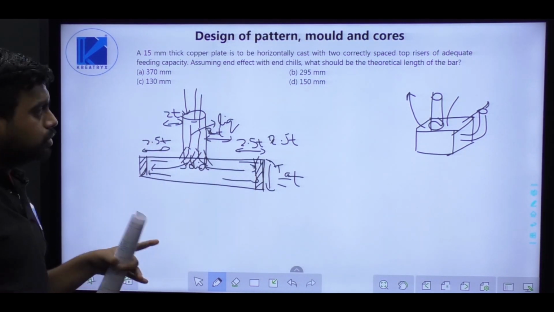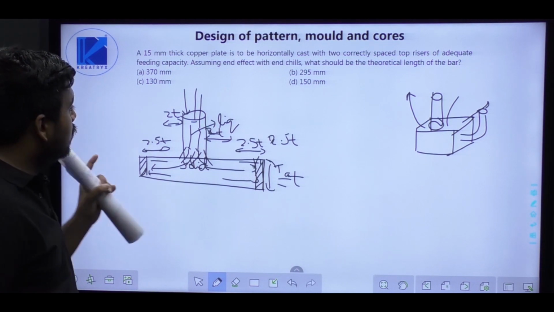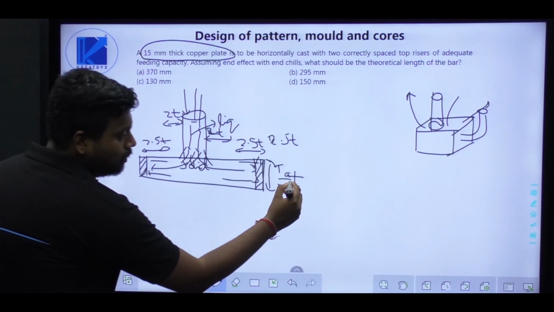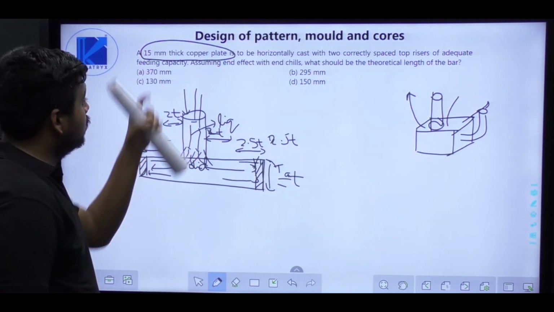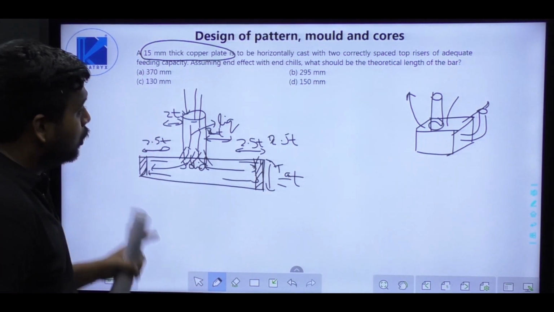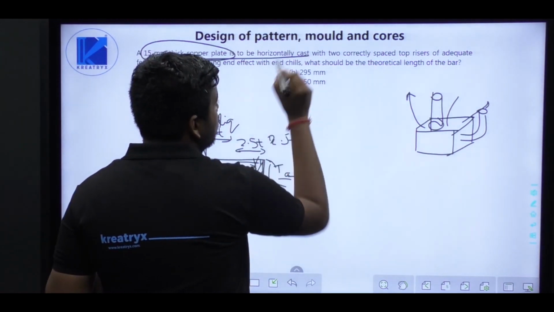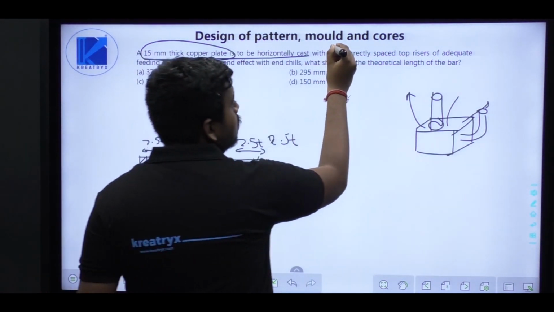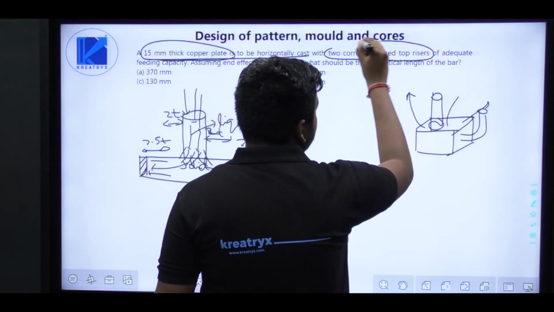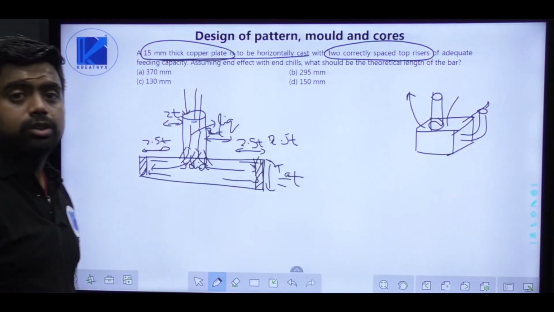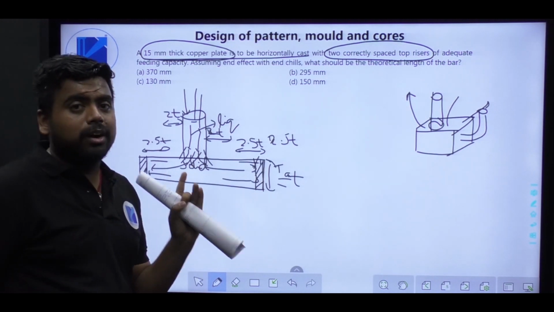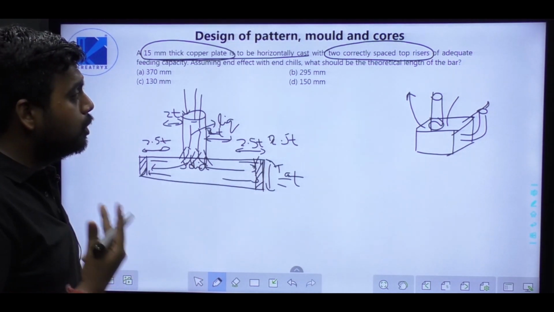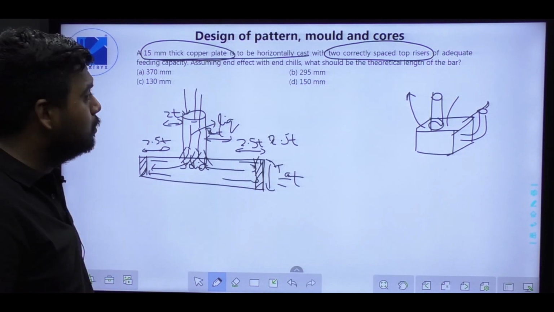So what is this question saying? This question is saying a 15 mm thick copper plate. So the thickness which I was talking about is 15 mm here, is to be horizontally cast with two correctly spaced top risers. See friends, this is a very important piece of data in this question. If you miss this point, you might solve it incorrectly. So what does the term two correctly spaced top risers mean?